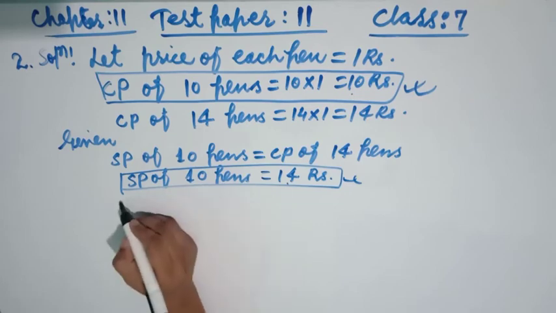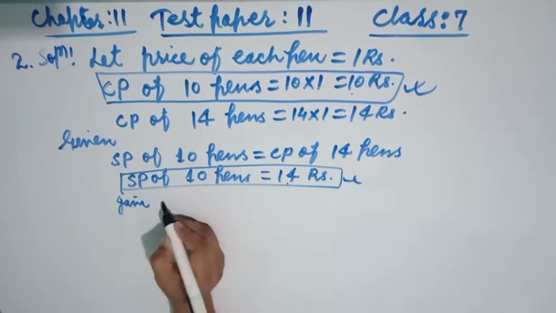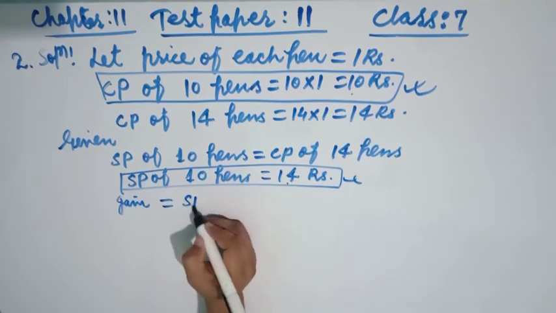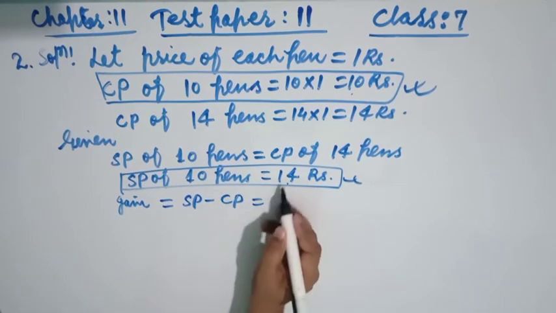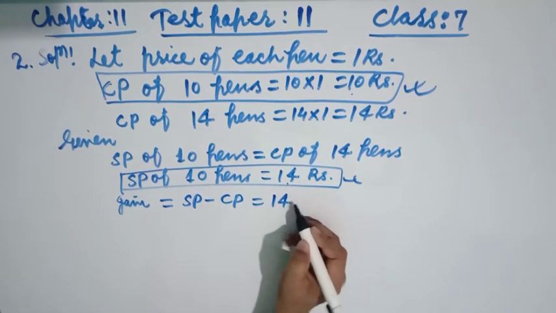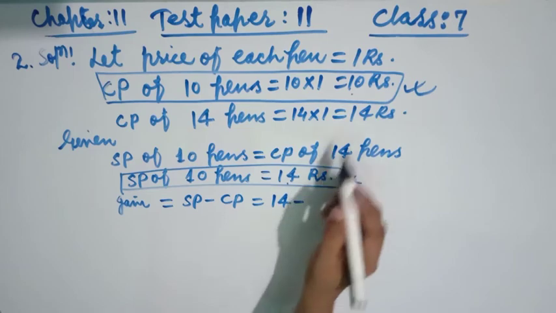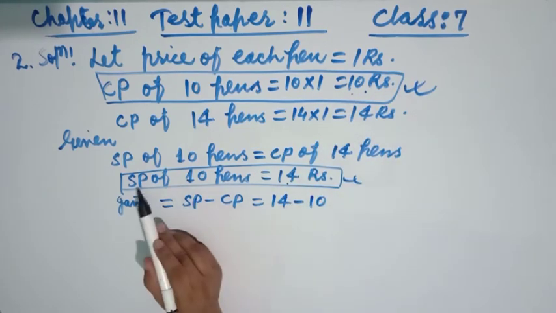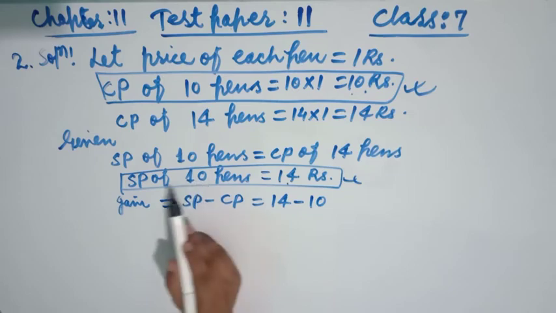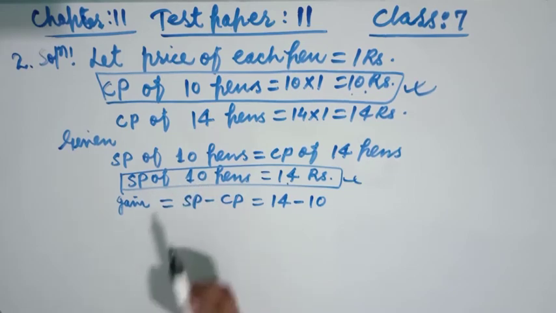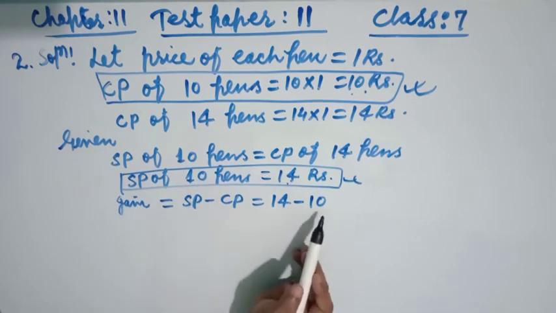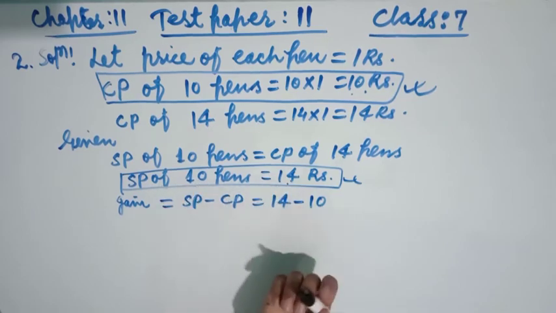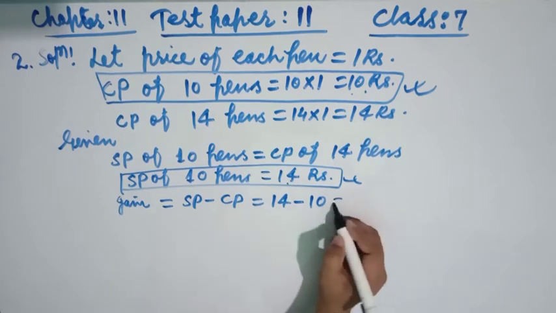Now first find the gain. The gain is equal to SP minus CP. The SP is 14 rupees, minus the CP of 10 rupees, because we have to sell the 10 pens. The CP of 10 pens is 10 rupees and the SP of 10 pens is 14 rupees. So the gain, SP minus CP, is 4 rupees.